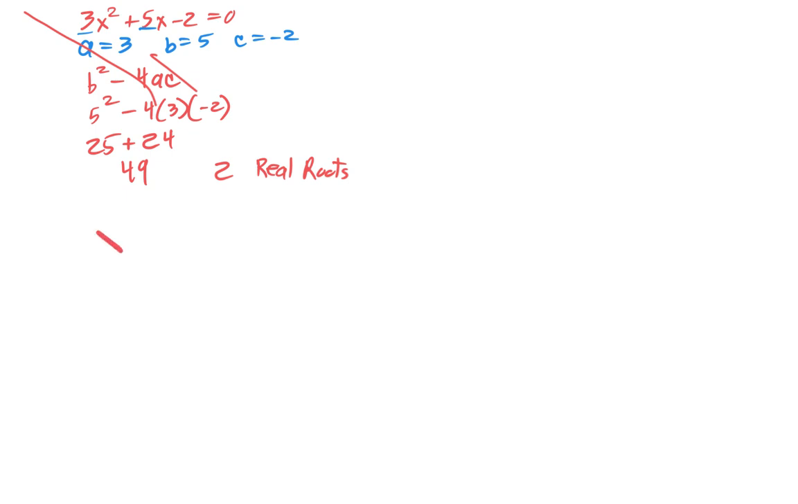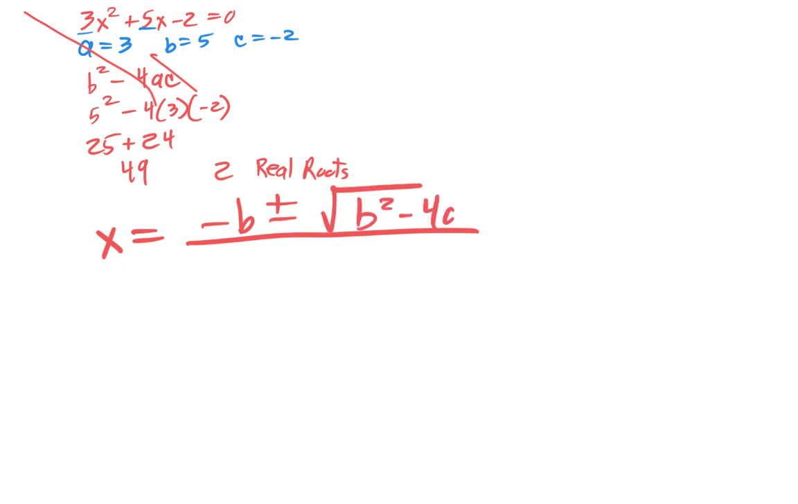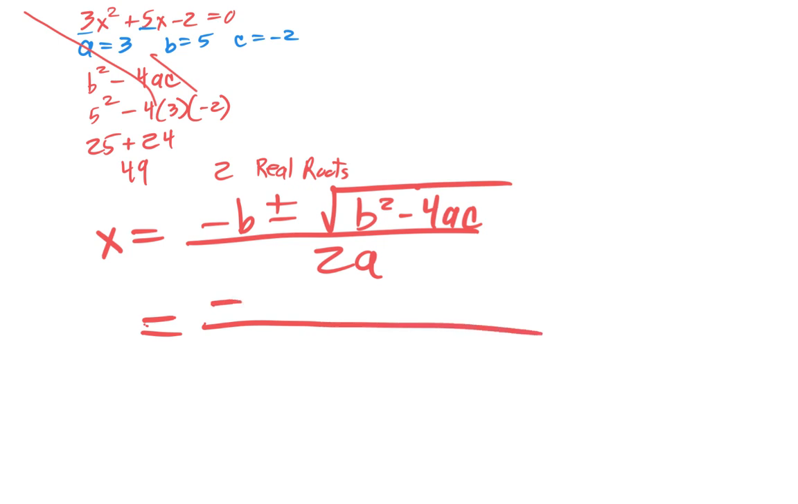So our formula says x equals negative b plus or minus the square root of b squared minus 4ac, which I found to be 49, over 2a. All right, so a is 3, b is 5, c is negative 2. I'm just going to substitute in here. I have a negative 5 plus or minus the square root. I said b squared minus 4ac was 49, over 2 times a, which is 3.